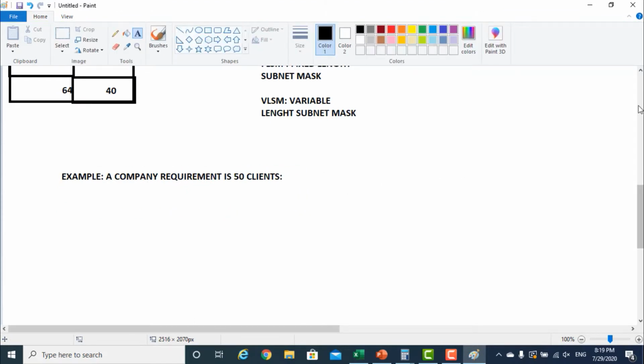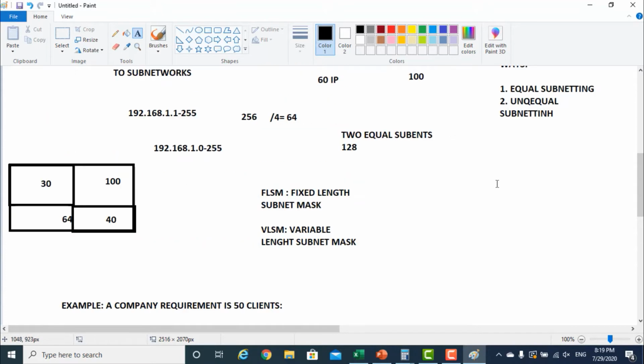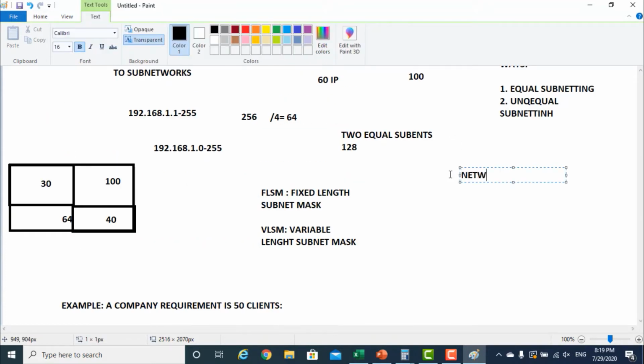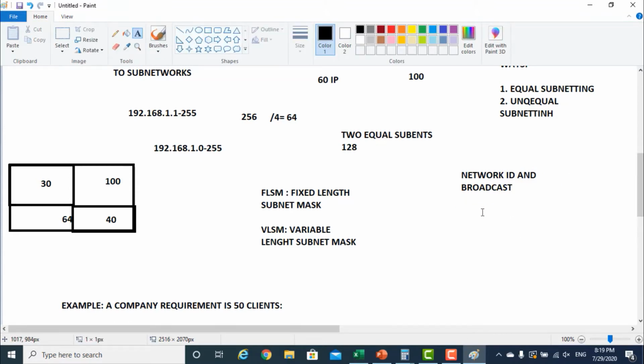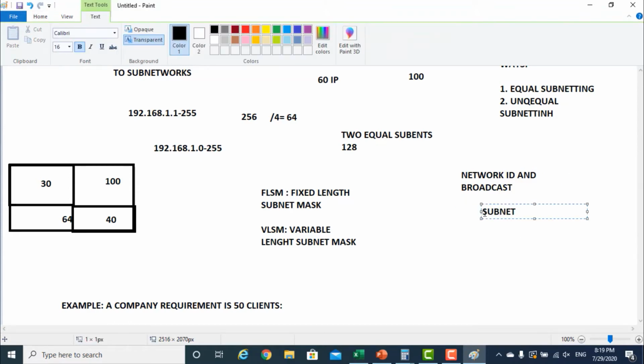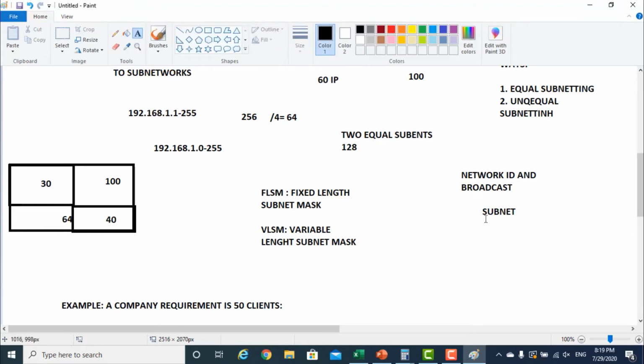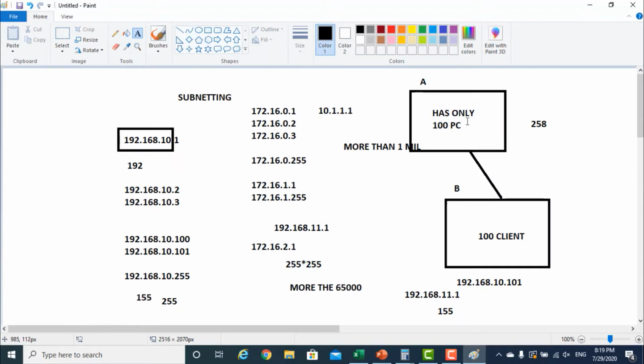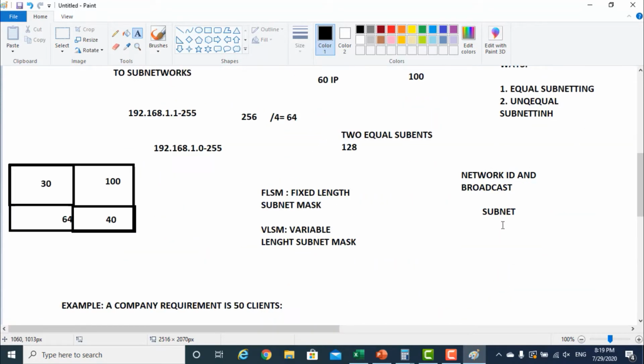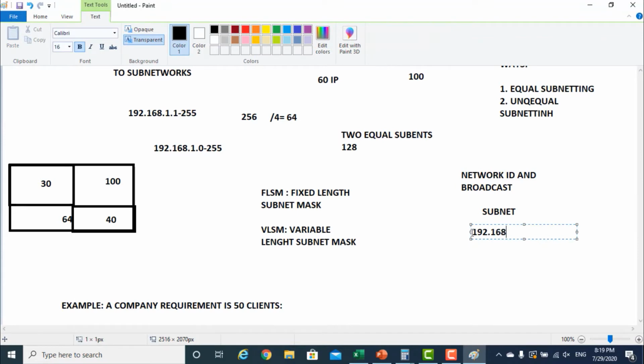Before solving this example, guys, I will tell you one thing. That is the concept of network ID and broadcast ID. In every subnet, in every building, or in every network, we have two things available. One is the network ID and one is the broadcast ID. For example, this is our building A. This building has its own network ID and broadcast ID. What's the network ID? For example, 192.168.1.1.